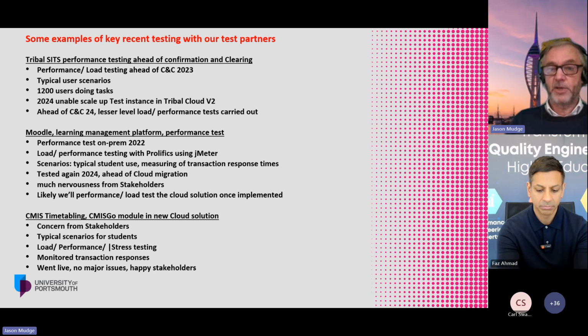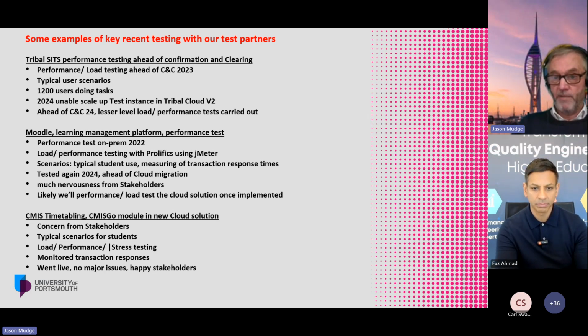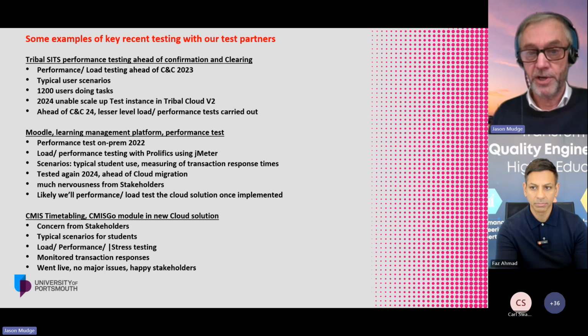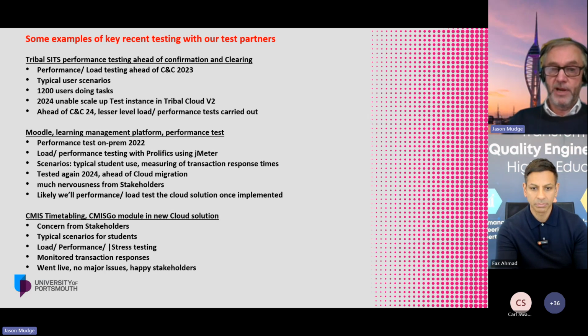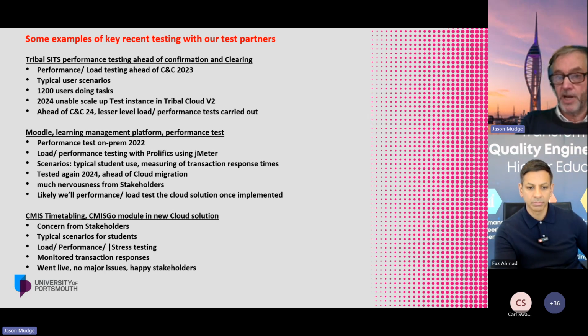We use typical user scenarios around clearing, online registration, module selection. Effectively, it's specialist tools using thousands of users doing typical tasks, using Jamie to simulate user connections. In 2022 and 2023, it went absolutely fine. In 2024, we hit a bit of a problem with Tribal, and I'm sure we're not the only people.